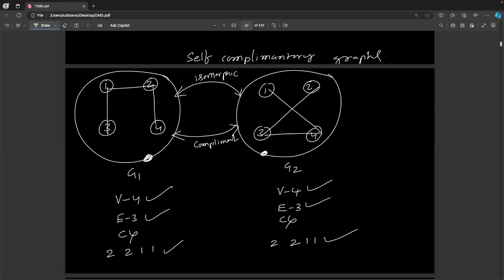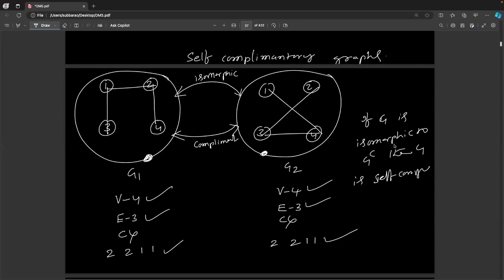You have to write the definition properly. I am reading the definition: if G is isomorphic to G complement, then G is a self-complementary graph. That's it. Write that one.